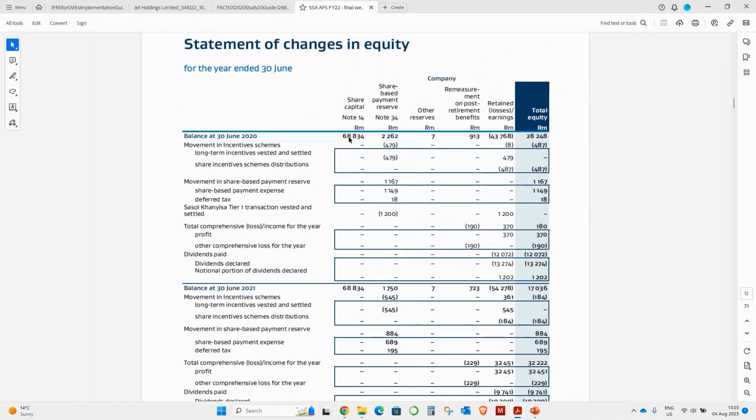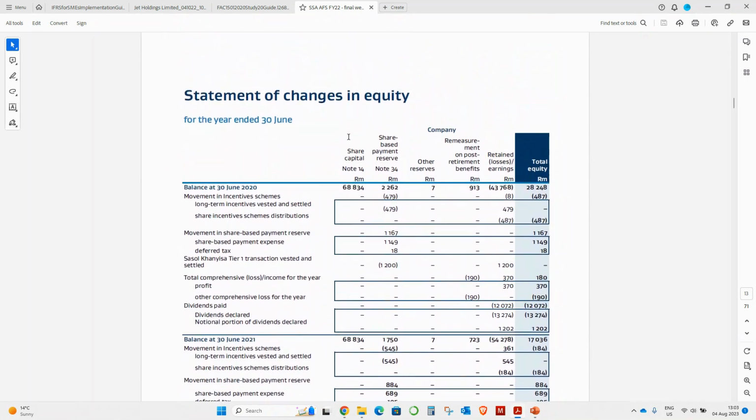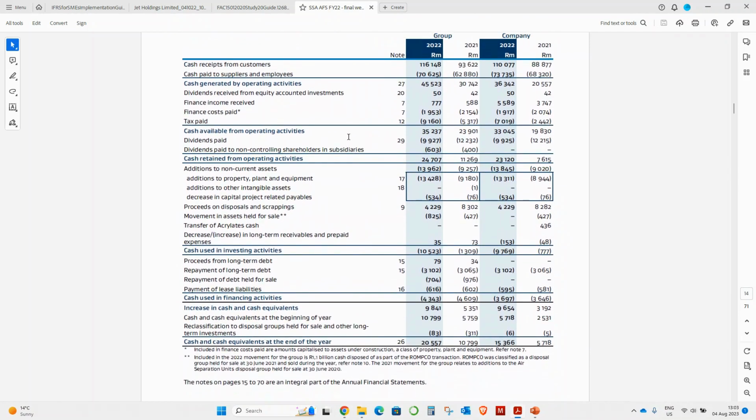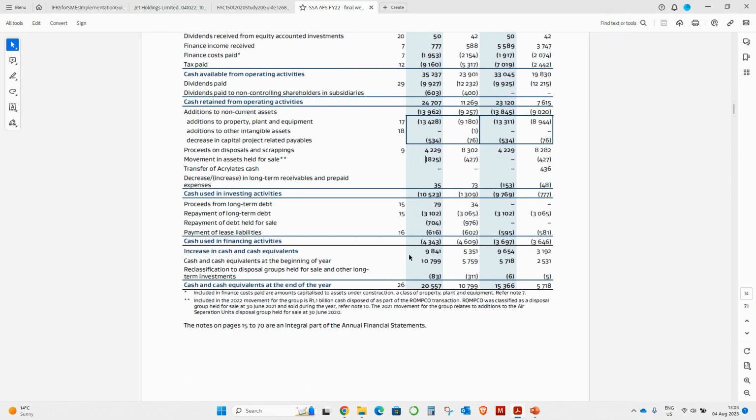And then let's look at the last one, which is the cash flow. No, that's still a statement of changes. There's a statement of cash flow. Again, here we see what they did with their money. They bought assets. You see, they bought property, plant, and equipment, 11 billion. They also did some other capital projects that they invested in. Yeah, it's a lot, man.